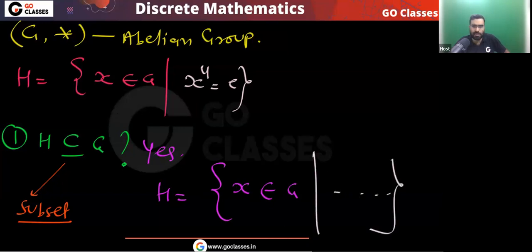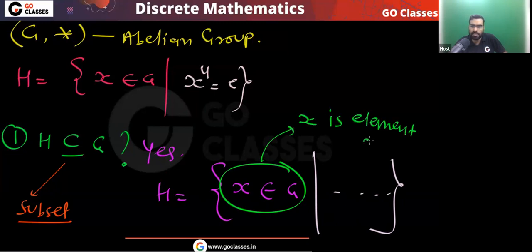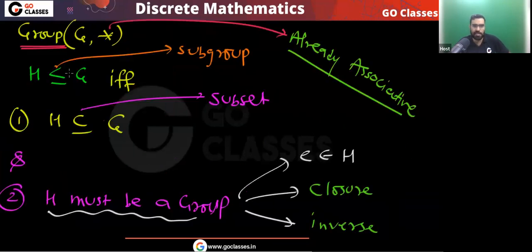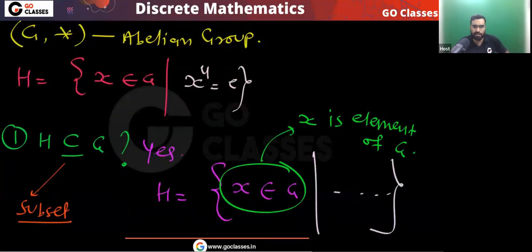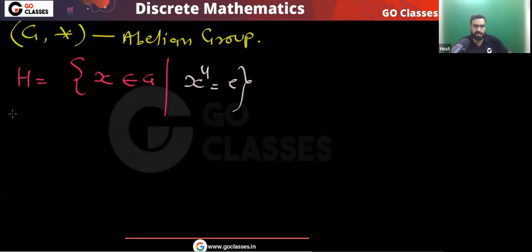and something. So you can notice that in this H, you have X, such that X belongs to G. So you can easily notice X is an element of G. Is this point clear? Is it clear that H is a subset of G? So very simple, H is a subset of G. Is this point clear?